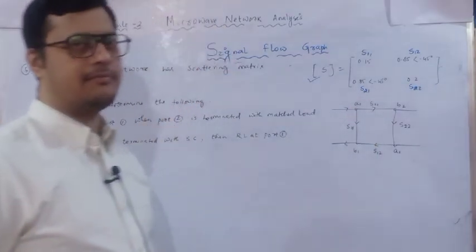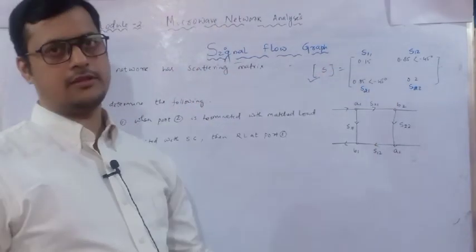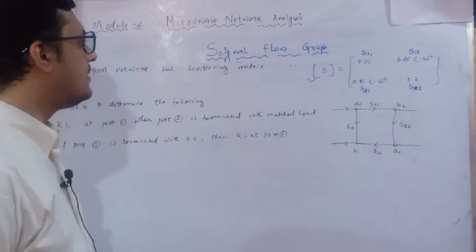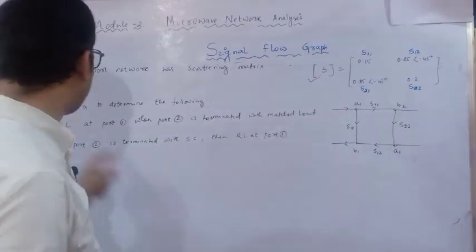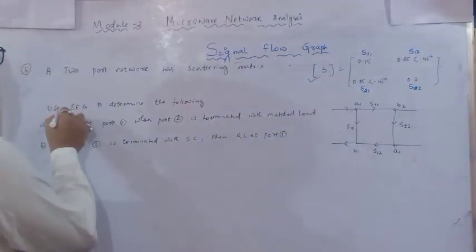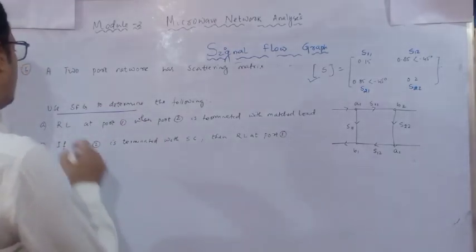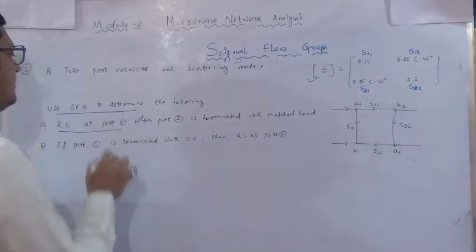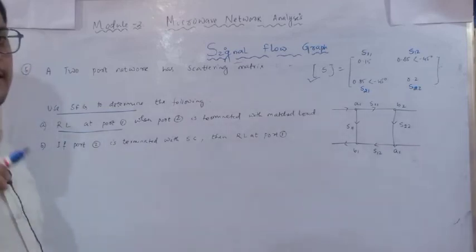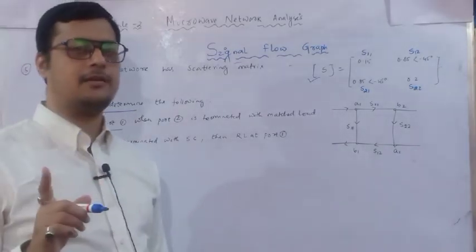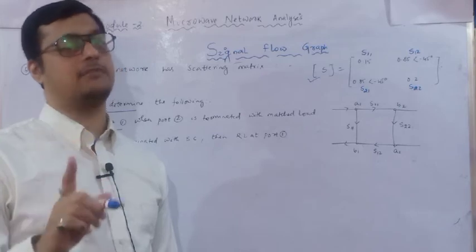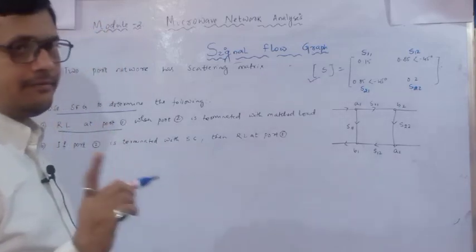That means it is a mismatch, since S11 and S22 are not equal. Okay. So for this we have to determine the following using a signal flow graph. First you have to identify the return loss at port 1. Return loss is related to the scattering parameter for port 1, that is S11. Okay. We have to identify that.